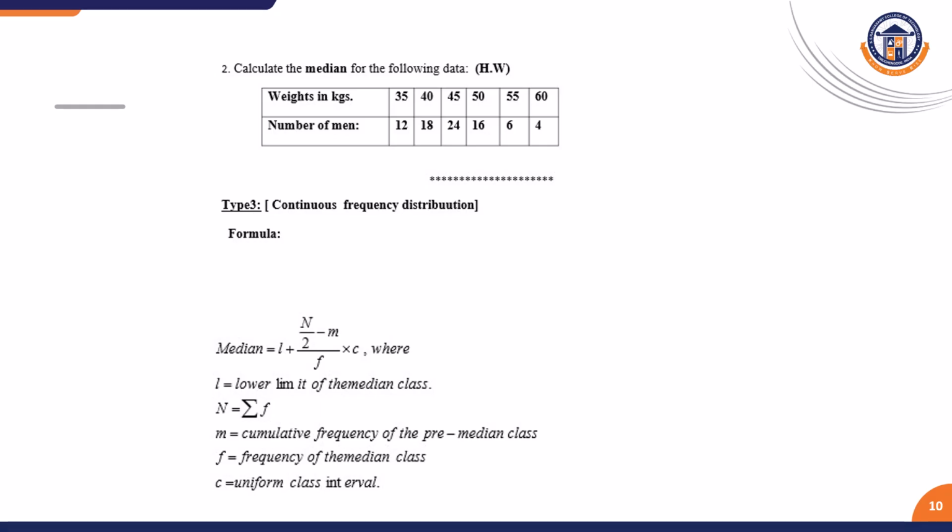The third distribution is the continuous frequency distribution. So the median for a continuous frequency distribution is: median is equal to L plus (n by 2 minus m) by f into c, where L is the lower limit, n is the summation of f, m is the cumulative frequency of the pre-median class, f is the frequency, and c is the class interval.